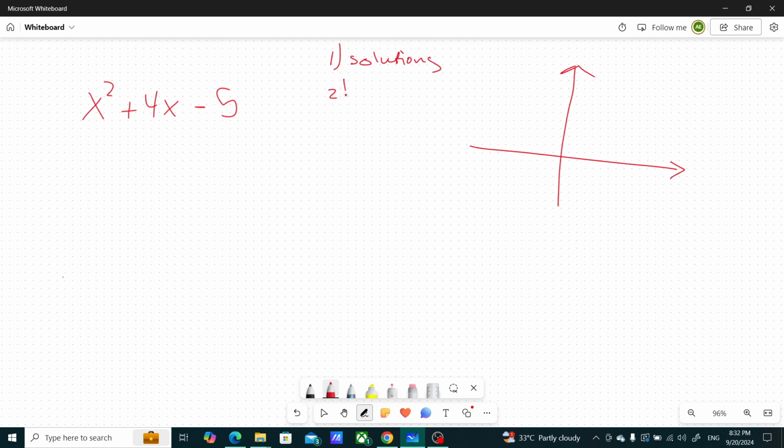Okay, so for this second one, we're going to solve some quadratics problems. I have some questions. Let's start by taking x squared plus 4x minus 5. In order to solve this, or to draw it on an axis accurately, I will need, as we said, to know two things. First is where are the solutions, and secondly, where is the vertex?